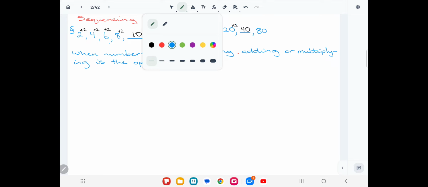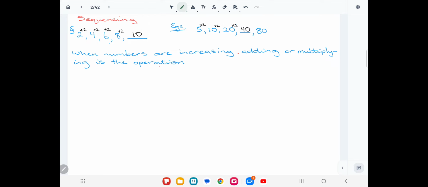Another way in which we could identify and solve sequencing is, we know when numbers are decreasing, you can either subtract or you can divide. Alright, so let's look at some examples with those. So if we have 10, some number, 1, we know we move from 10 to 7, 7 to some number, and some number to 1.